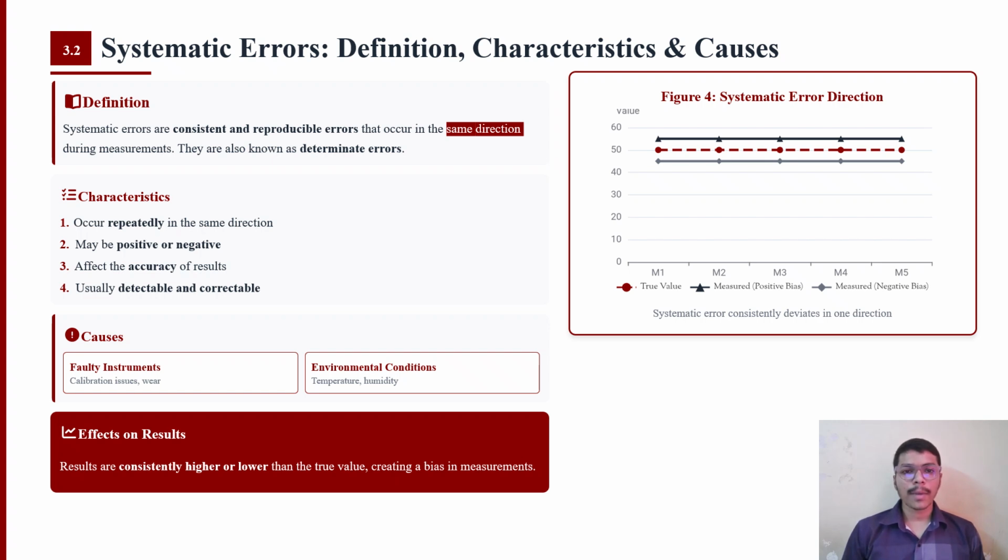Causes: major causes include faulty instruments, calibration problems, and environmental conditions such as temperature and humidity. Effects: these errors create bias in measurements. As a result, readings become consistently higher or lower than the true value. Now let us look at figure 4, systematic error direction. This figure shows that systematic error consistently deviates in one direction from the true value, creating measurement bias.